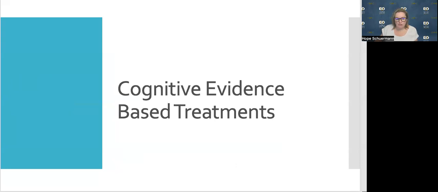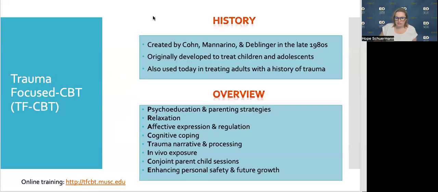We're going to talk about a few cognitive evidence-based treatments. I do want to say that most of these require extra training. Some of them, however, it's as little as purchasing a manual and familiarizing yourself with the treatment. Others may be a little more advanced where you need to do workshops to learn how to use the techniques. But if you choose to work in trauma, having a repertoire of evidence-based treatments for trauma is super helpful. And so I do highly recommend seeking training if this is the kind of work that you want to do. So the first thing I'm going to talk about is trauma-focused CBT, or TFCBT.